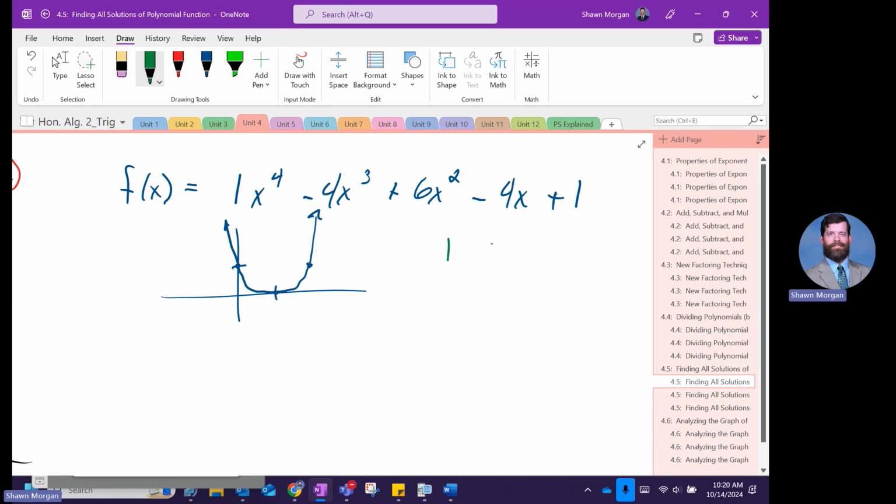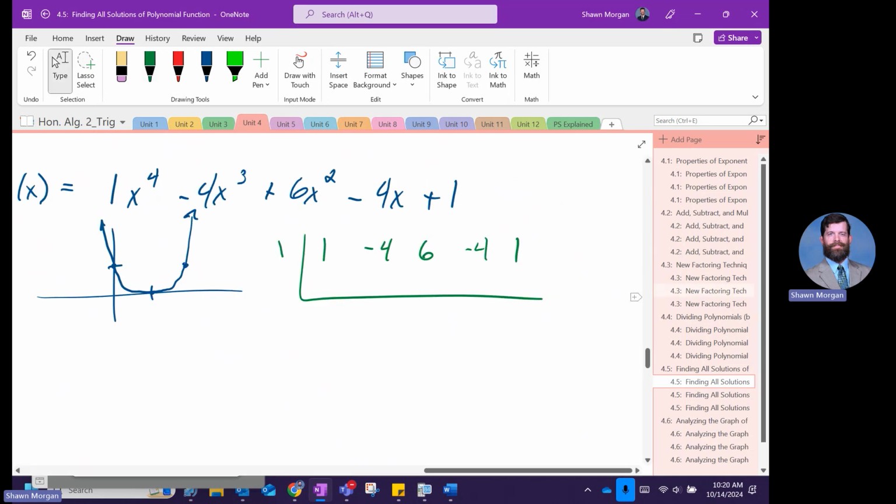Man, oh man, we would say, all right, 1, -4, 6, -4, 1. And then we would start peeling off those layers, peeling off those dollar bills and slapping them down. 100, 200.